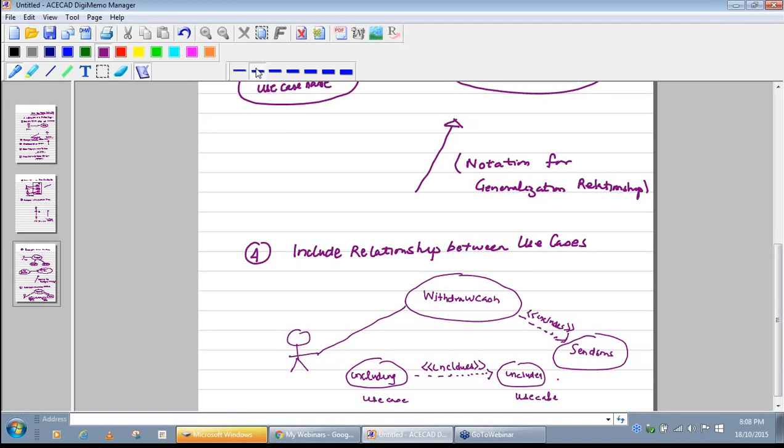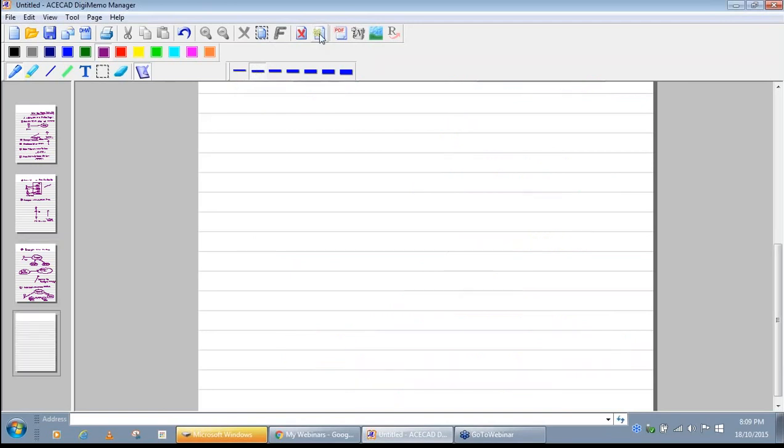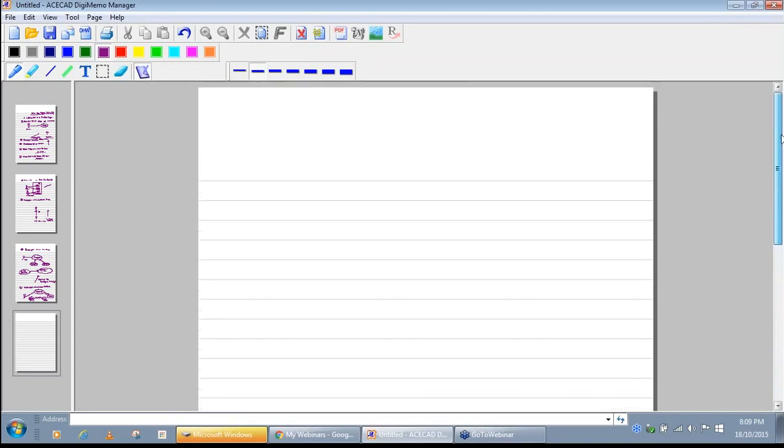Now it is time to learn about the extend relationship between use cases. Extend relationship is relatively difficult to learn. However, I will explain it to you with an example. So remember this example, and at the cost of repetition, I will again tell you that there are 5 relationships in the use case model. We are learning the extend relationship right now.